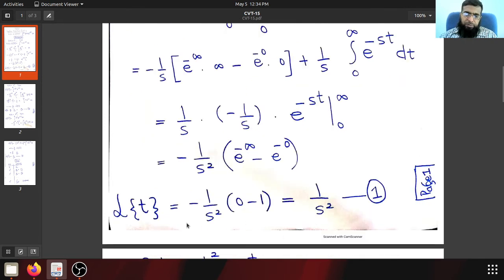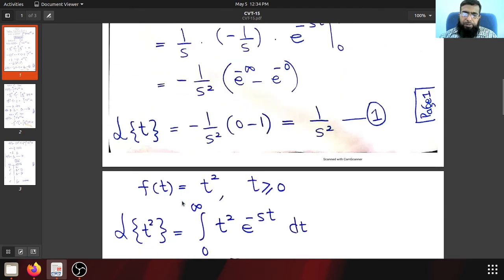Before this we have studied that the Laplace transform of a constant k is k over s, and the Laplace transform of 1 is 1 over s. So the first equation for today is that the Laplace transform of t is 1 over s squared. We'll keep it for further use, and we have named it equation number 1 here.